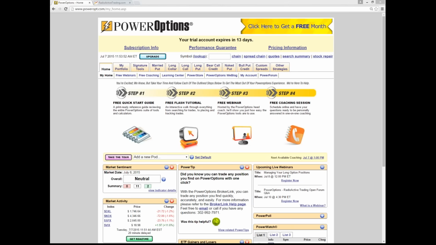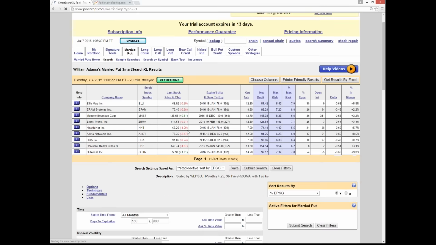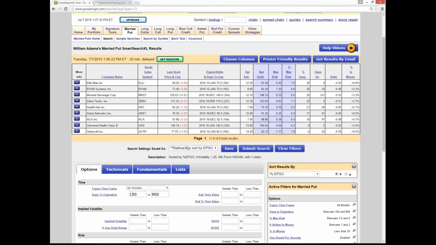So now let's go over to PowerOp.com. And I'm going to go into the married put screen. Those of you that use Power Options know that one of the default searches we have, the first default search you see, is the radioactive trading positions, the same criteria that Kurt uses when first identifying a radioactive trade. I go from this list when I'm opening my new positions for the Fusion subscribers, as does Ernie.